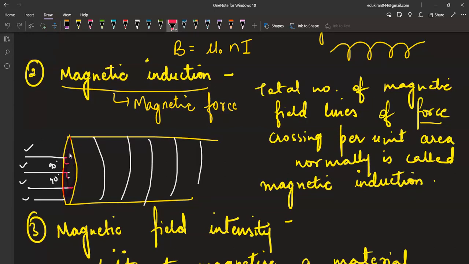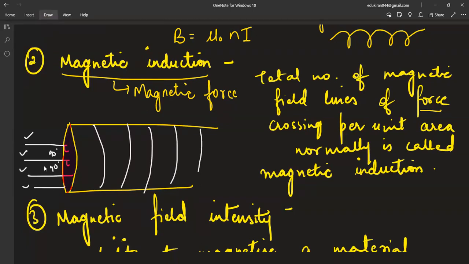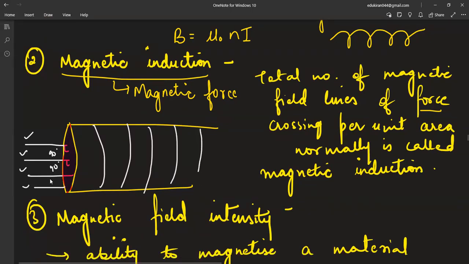This area. So per unit cross-sectional area, this gives you the magnetic induction. Fine. For every magnetic field, we have different terms. So the total number of field lines of force, these are magnetic field lines.